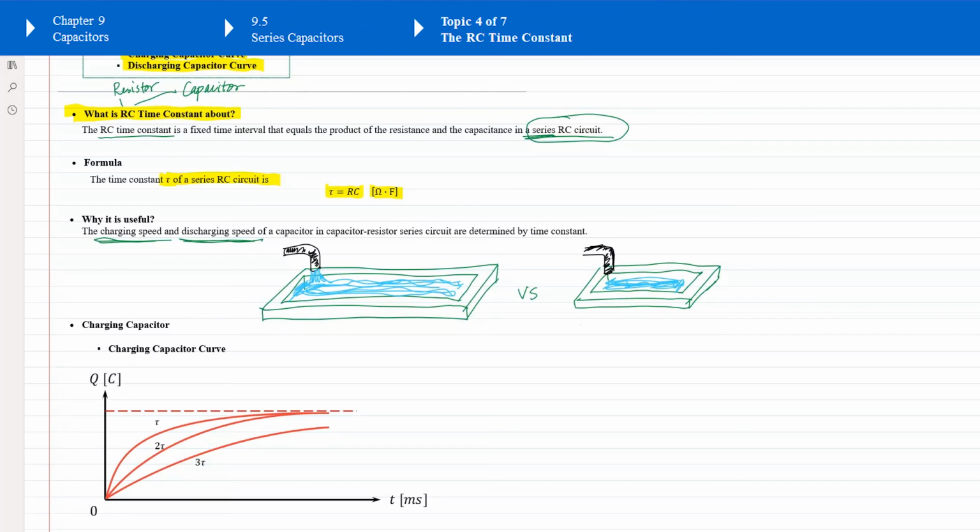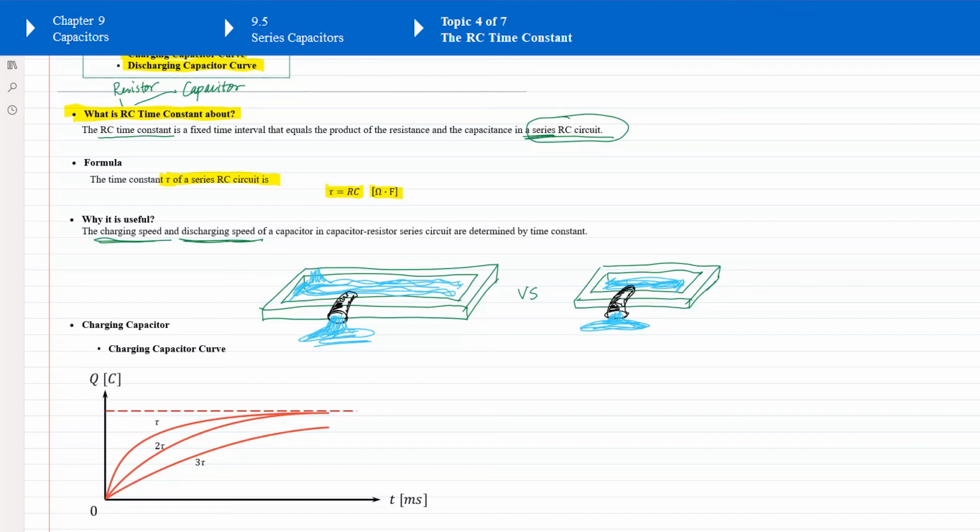The way a capacitor works is similar. For a big capacitor, it takes more time to charge. For a small capacitor, it takes less time to charge. On the other hand, if the swimming pool is filled and now we want to dump all the water, it takes longer to dump water from a big swimming pool. Similarly, it takes more time to discharge a big capacitor, and it takes less time to discharge a small capacitor.